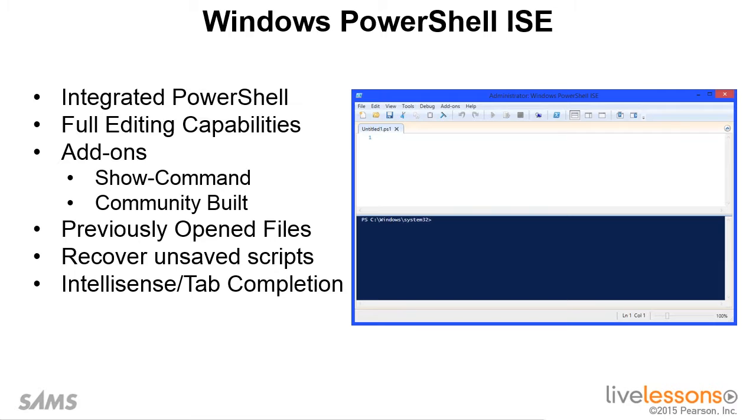And also IntelliSense and tab completion. If you are not familiar with IntelliSense, this is functionality that you would normally find in Visual Studio. It is also built into the PowerShell ISE. And tab completion is where you can tab through different commands and different parameters. And in some cases, you can also tab through different parameter values.